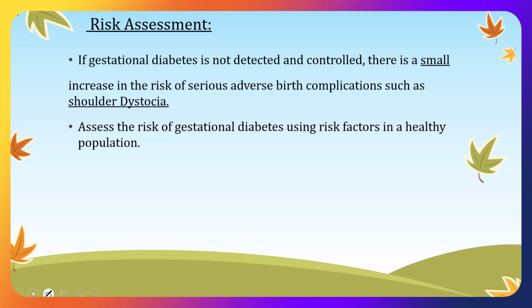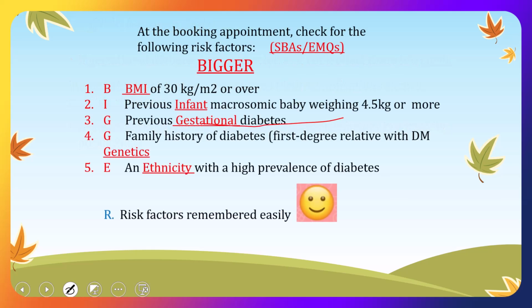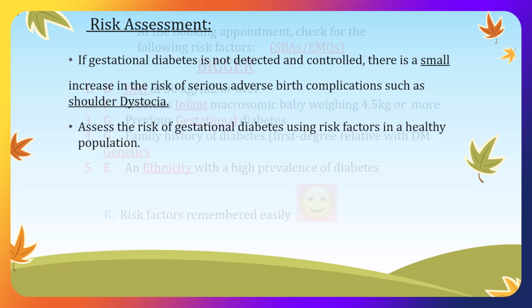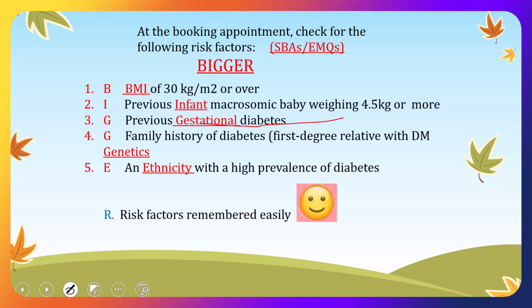If gestational diabetes is not detected and controlled, there is a small increase in the risk of serious adverse birth complications such as shoulder dystocia. Now we have to assess the risk of gestational diabetes using certain risk factors in a healthy population. Now what are those risk factors? In the next slide, I am going to tell you the risk factors which I have made in an easy form for you, in the form of a mnemonic, BIGGER. So, at the booking appointment, we have to check for the following risk factors.